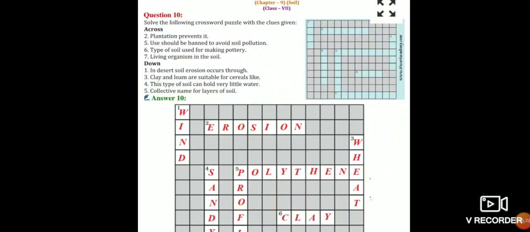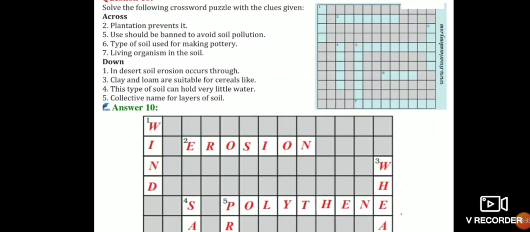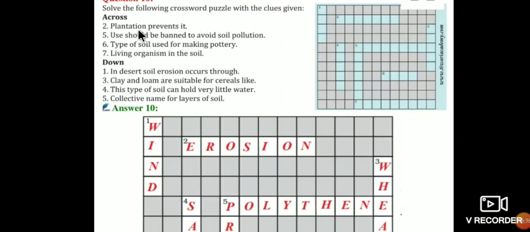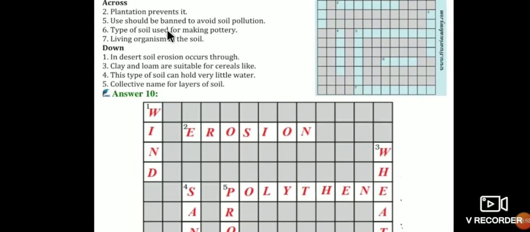And next one is the last question. This is a crossword puzzle. Solve the crossword puzzle with the clues given. Here this is across and this is downwards. Across they have given: plantation prevents it. If we do plantation, we keep growing more and more plants. In that time there will be prevention of soil erosion. What can we do to soil erosion, we can prevent it. Erosion, EROSION.